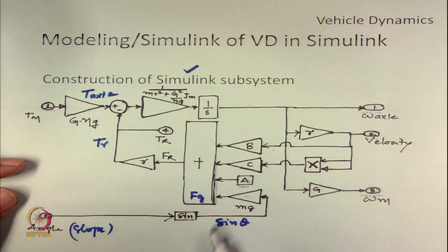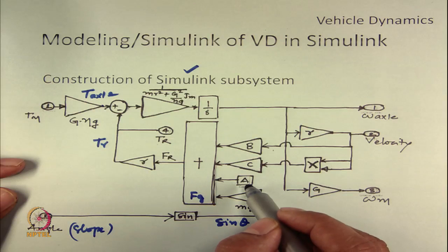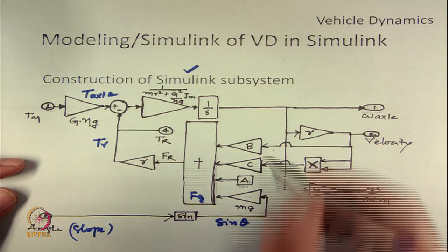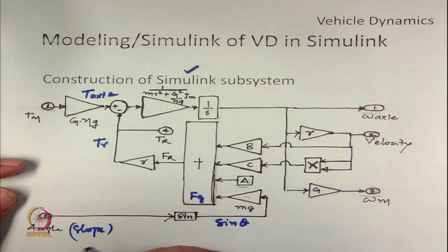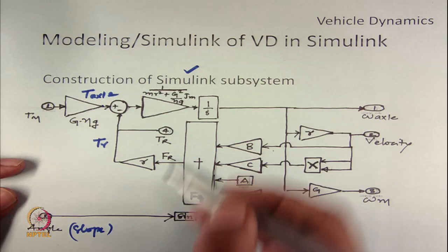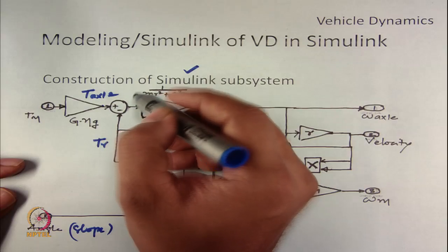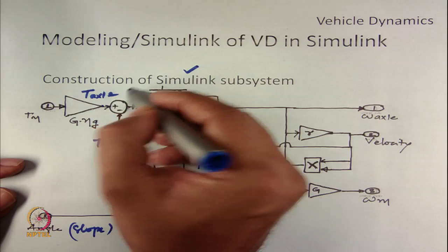Fg, the force due to gradient, and this is the force due to A constant, B constant and C constant. So, for the calculation of this resistive force, we need velocity information. So, how to get the velocity information? We can do that once we know the acceleration torque. So, we know T XL minus Tr is nothing but T acceleration. So, this is basically T acceleration.